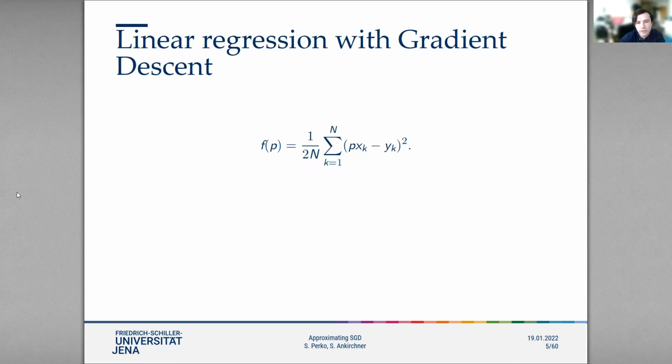So if we perform linear regression with gradient descent, then we are considering a quadratic loss function over the capital N data points, xk, yk. And here we already centered the data, so we don't have to fit the intercept. We only have to fit the slope parameter to keep things simple. And this parameter here is p, which is one-dimensional.